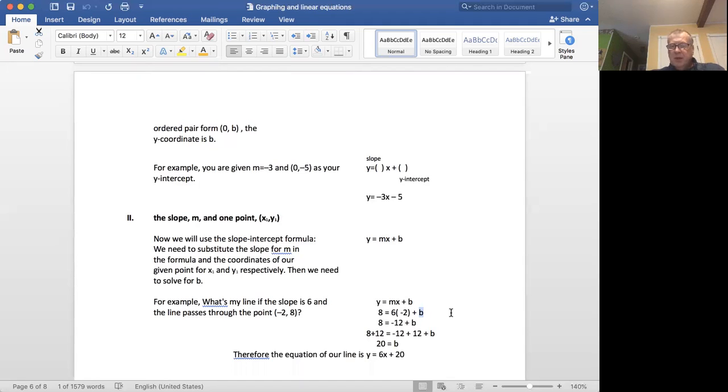So in other words, since m is 6 in this example, and the point is minus 2, 8, I plug 6 in for m, minus 2 in for x, and 8 in for y. And then 6 times minus 2 is minus 12, plus b equals the 8. I'll add 12 to both sides and get b equals 20. So then in the end, I put that all together, and I would circle that up as my answer, that y equals 6x plus 20.